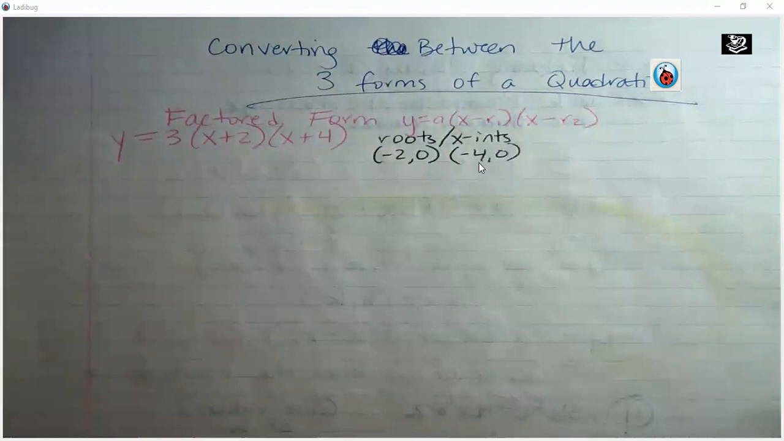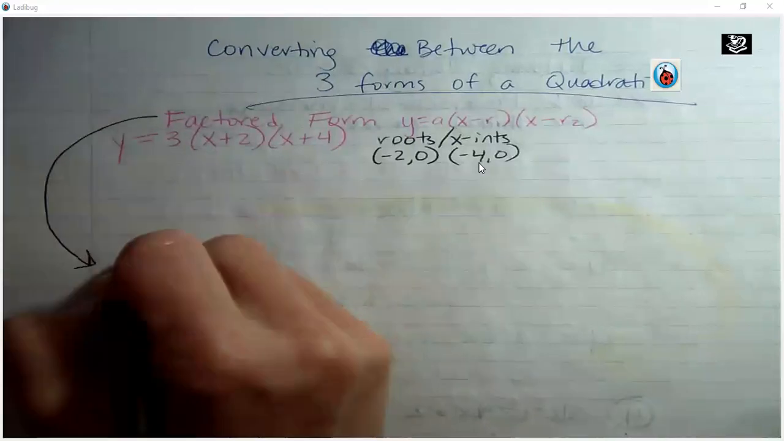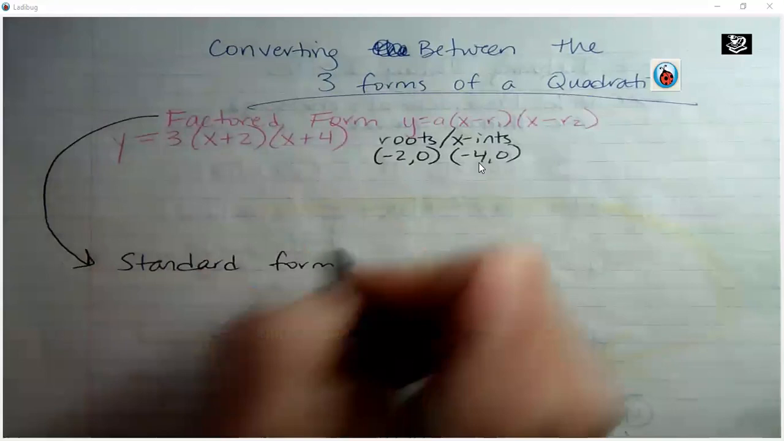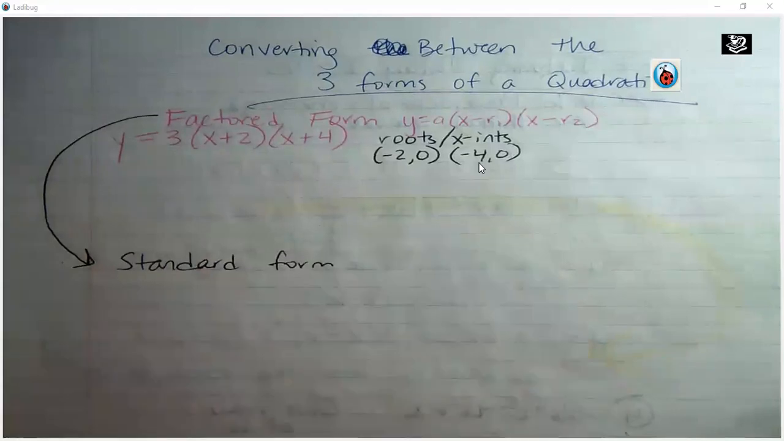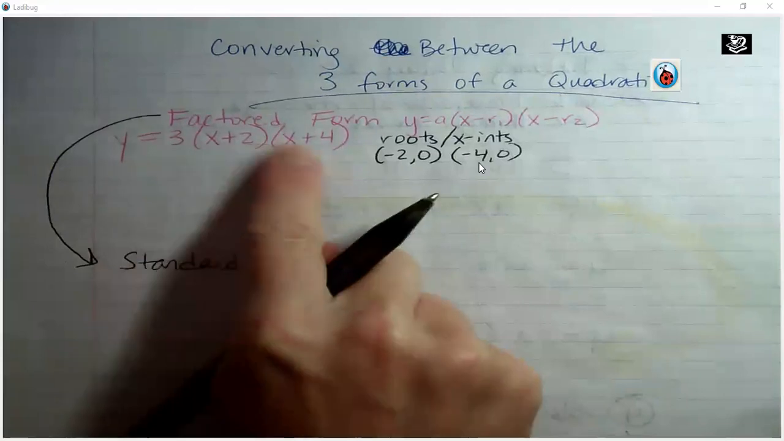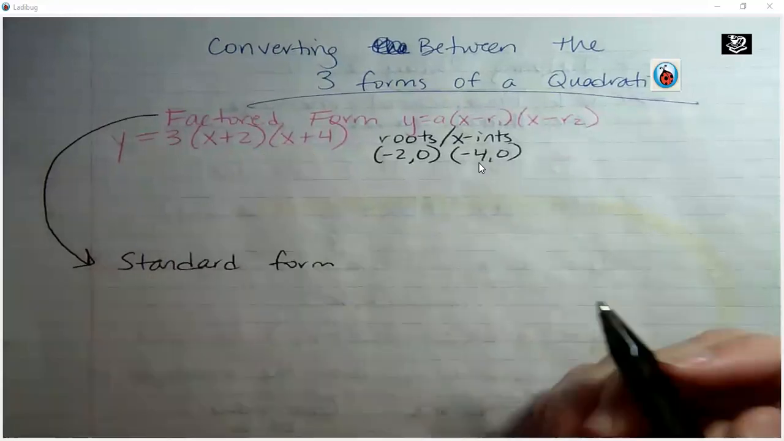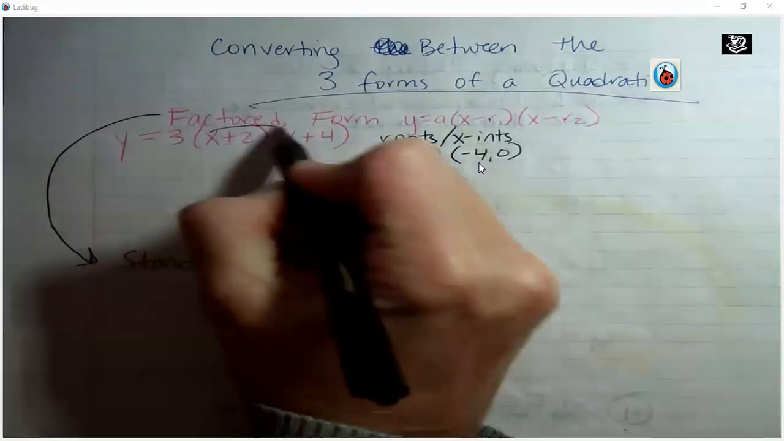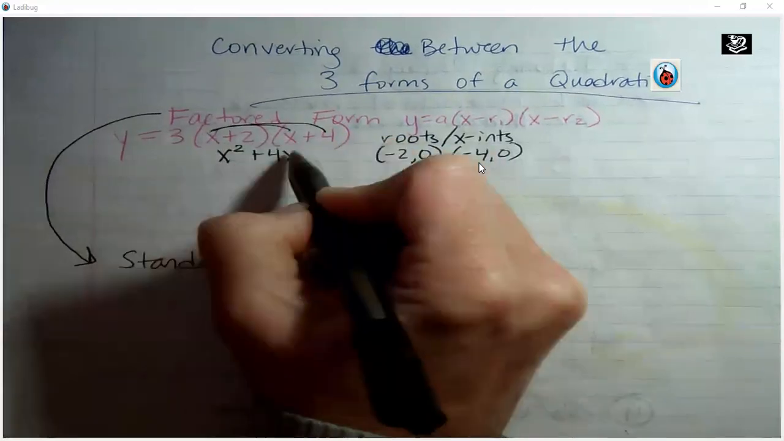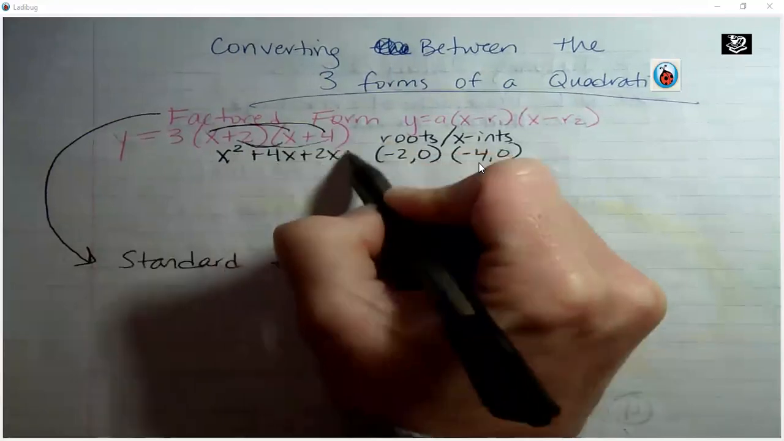Now let's talk about how we can go from factored form to standard form. First thing you're going to do is multiply these, and I used the lobster claw for that. If you have a different method, that's fine. So x times x is x squared. X times 4 is 4x. 2 times x is 2x, and 2 times 4 is 8.